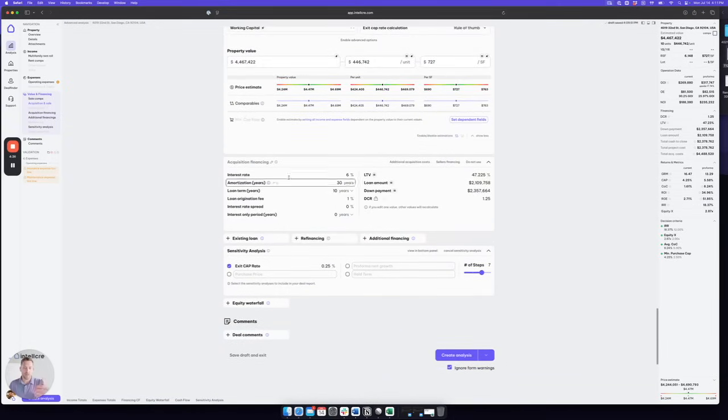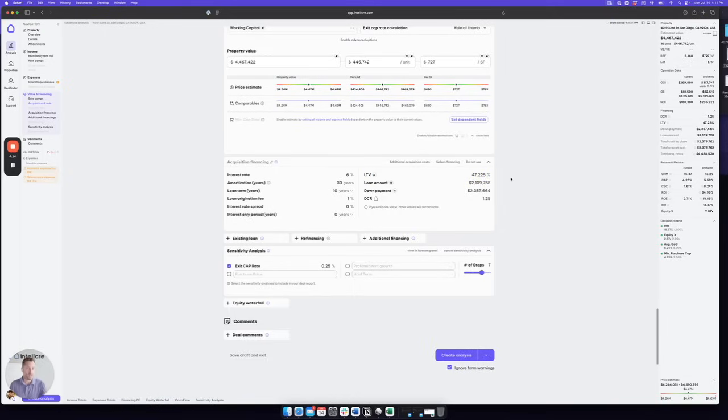And of course, what is the interest rate? What's the amortization? What's the loan term? What are the loan origination fees? Is there an interest-only period? And things like that. So all of that can be factored in right here. And of course, the LTV. Do we have an LTV number that we were quoted?